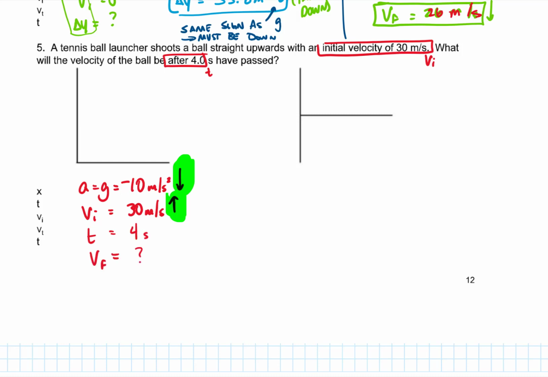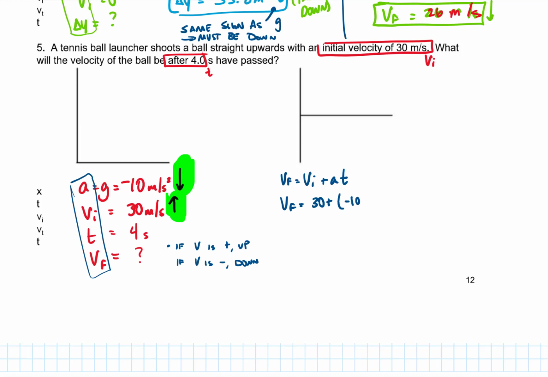Now I want to know the final velocity. That's my unknown. So I want the equation that has all these things in it. That's the second equation. Now, before we do that, if that comes out to be positive, it's up, and if it comes out to be negative, that final velocity is down. That's really important here. Now, final velocity is equal to initial velocity plus acceleration times time. So the final velocity is equal to 30 plus negative 10 times 4. 30 minus 40, that final velocity comes out to be negative 10 meters per second.